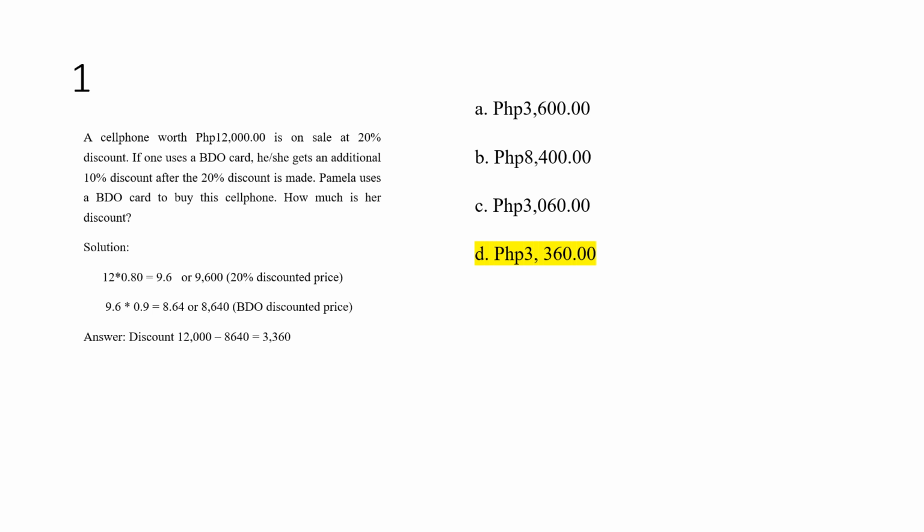So we will have 9.6 times 0.9, which will be the 90% price, accounting for the 10% discount. And that would give us an 8.64 final discounted price, or 8,640. So the total discount would be 12,000 minus 8,640, or a final discount of 3,360.